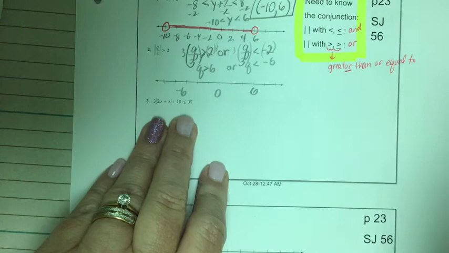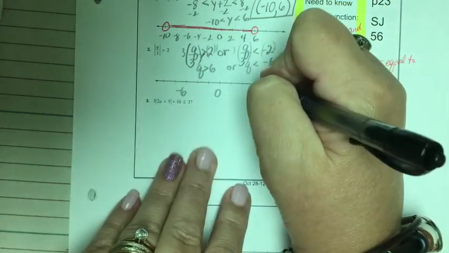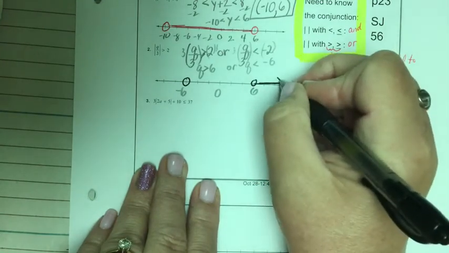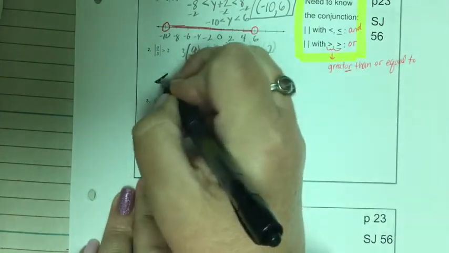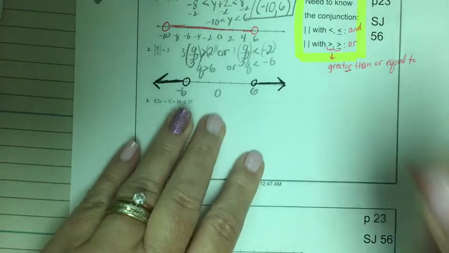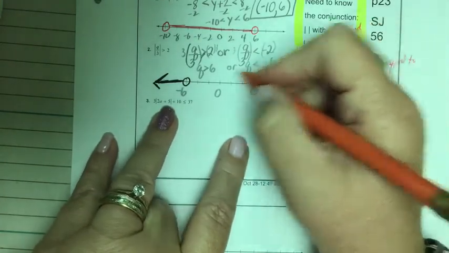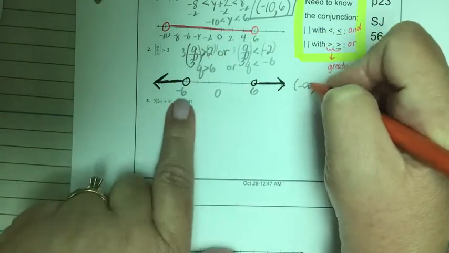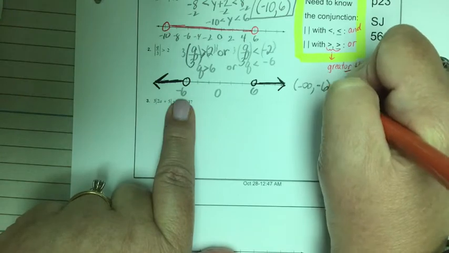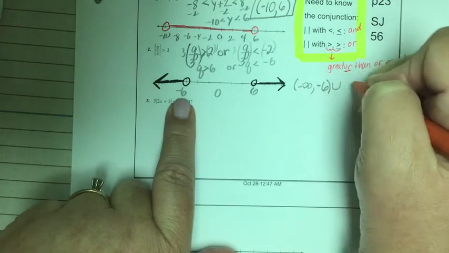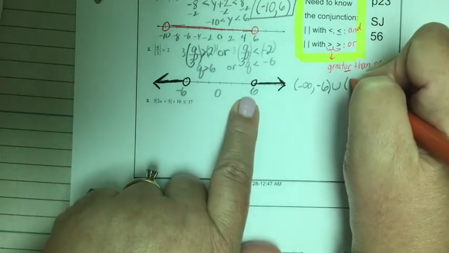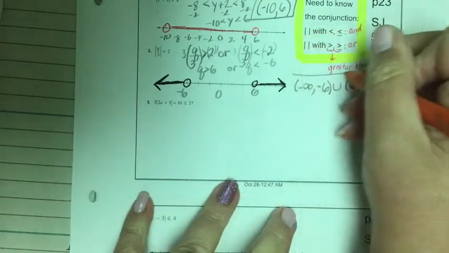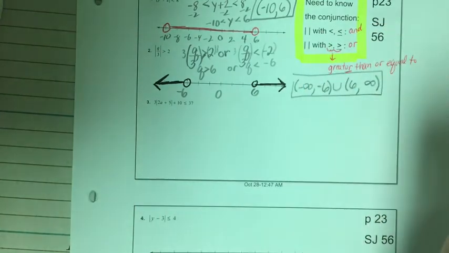I'm going to put open circles because they're not equal to. Or, remember, you shade in opposite directions. And then interval notation, where my number line starts being shaded, it starts at negative infinity. Where's it stop? Negative 6, for a moment. The union picks up again at 6, and it's open, and it goes to infinity. So there's my answer to question 2.